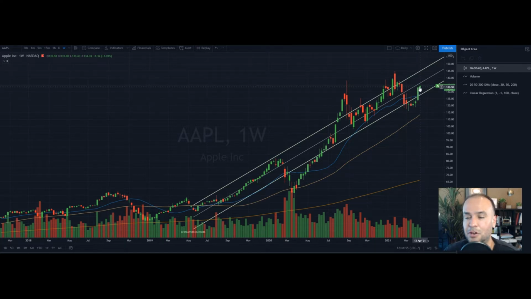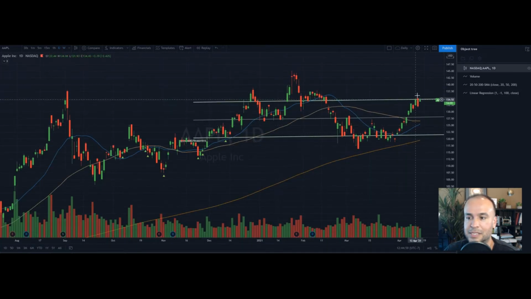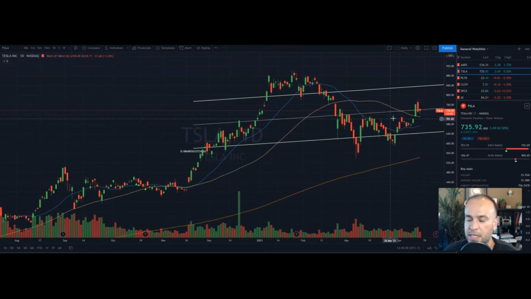I'd be selling my long positions, because again, going back to what we talk about, if you're buying here, why not sell your shares here, cash out, and then start adding to a position at a discount? Okay, and so that's what I would expect with Apple. The next stock would be Tesla. And so for Tesla, it's no different.